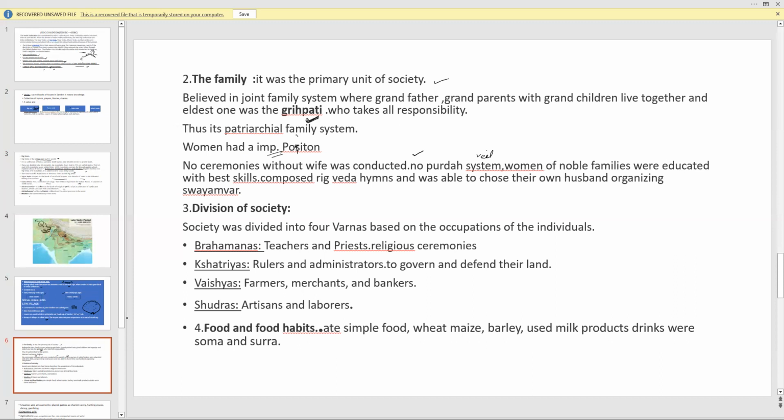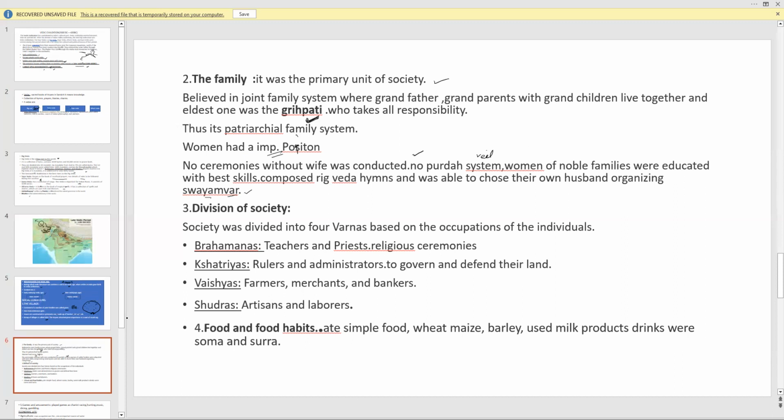Education might not have been there, but they prepared them with good skills, like craftsmanship and weaving. They were very skilled. They also composed different Rig Veda hymns, and they were able to choose their own husbands by organizing the swayamvar. Swayam means choosing the groom for oneself. So she chose her own husband by her own choice. So women had a privileged position during that time.